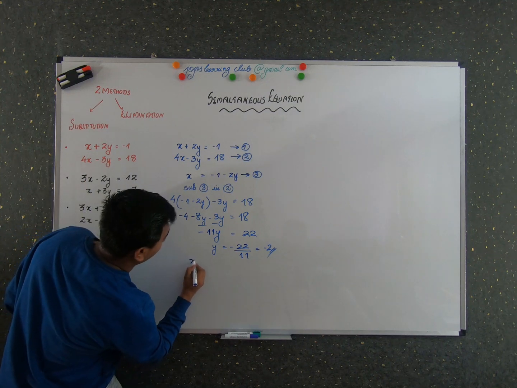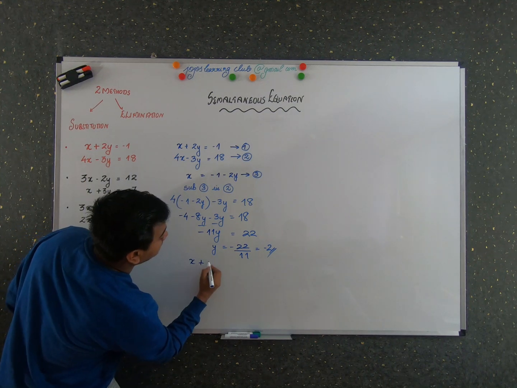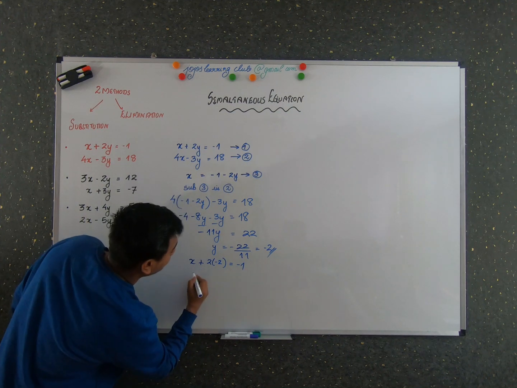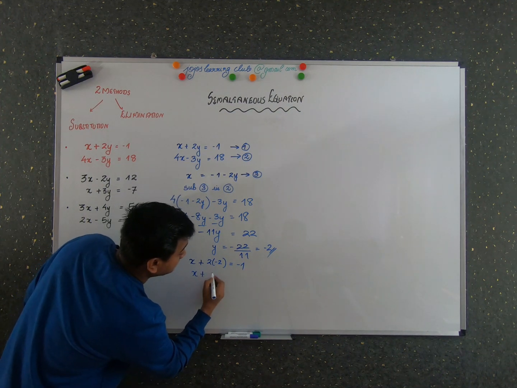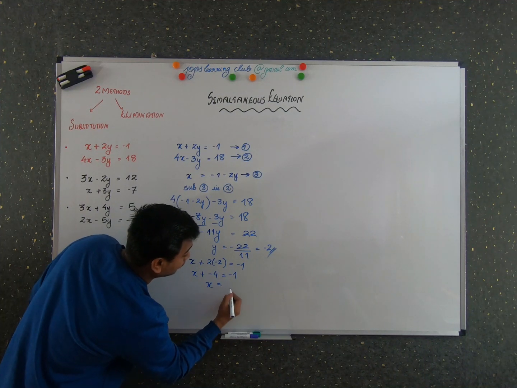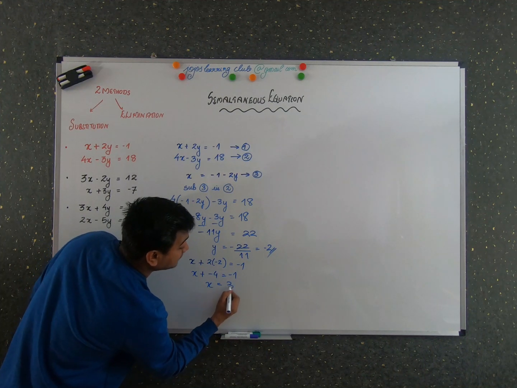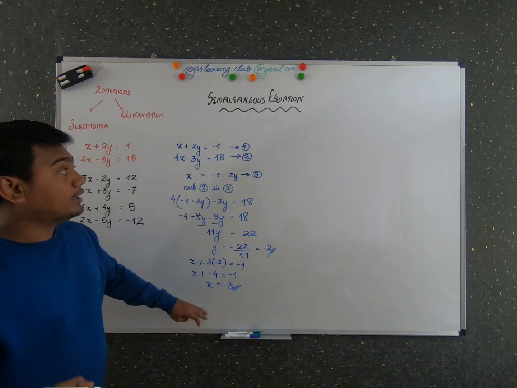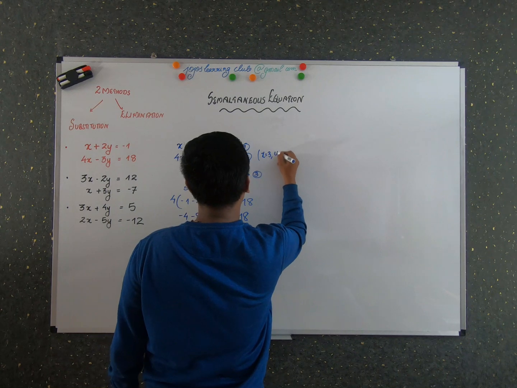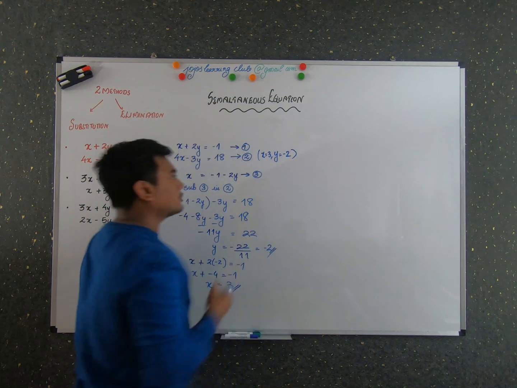So x is plus 2 into minus 2, right? 2 into minus 2 is equal to minus 4. So what happens? x plus minus 4 is equal to minus 1. So x is equal to minus 1 plus 4, which is x equal to 3. So what are the values? Values of these equations are x equal to 3 and y equal to minus 2.